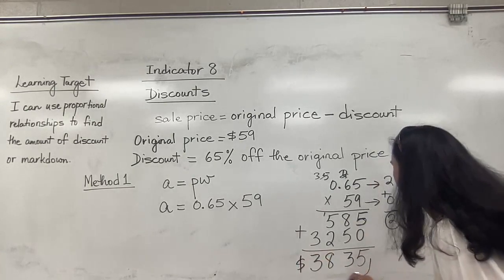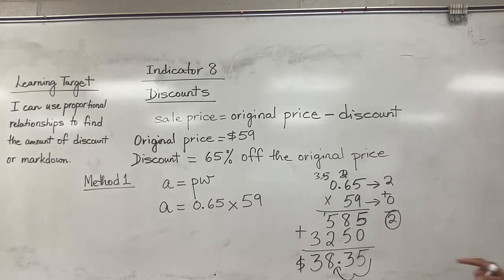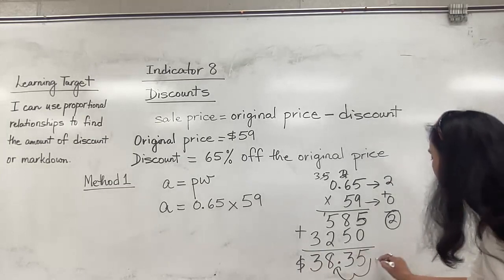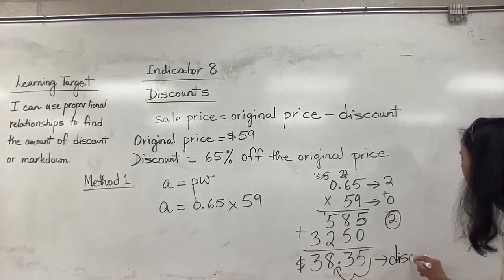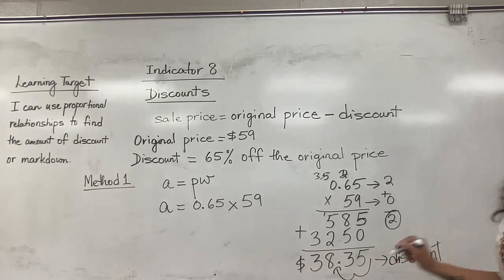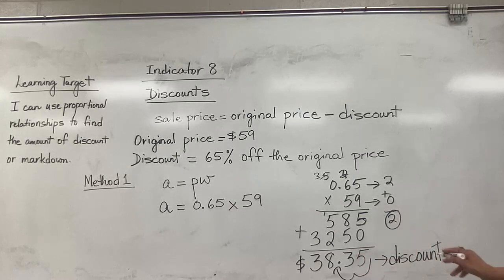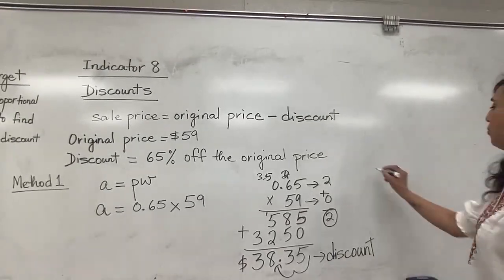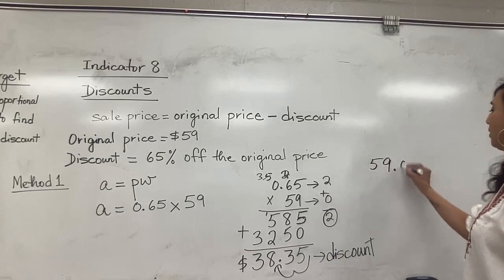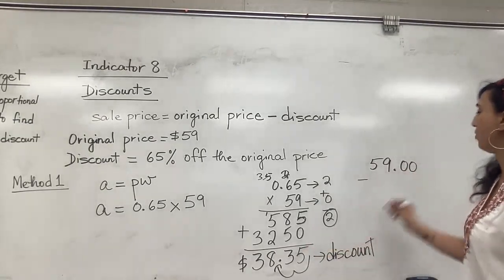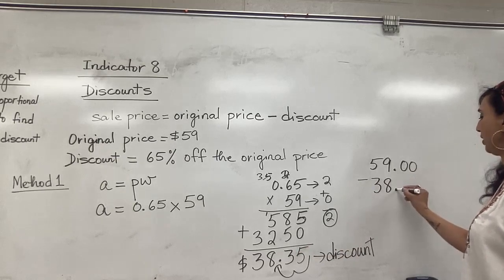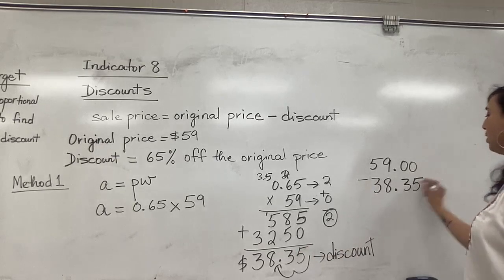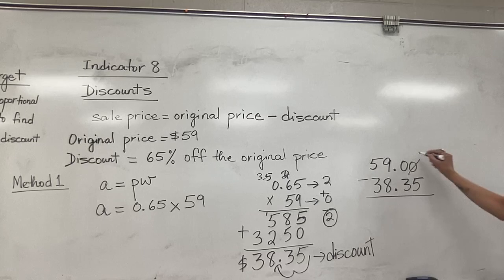So $38.35, moving the decimal two places to the left. So the price has not dropped to this amount. This is the discount that you are getting off the original price. So you've got to take this number and subtract it from the original amount, which is $59, minus the discounted amount, which is $38.35.